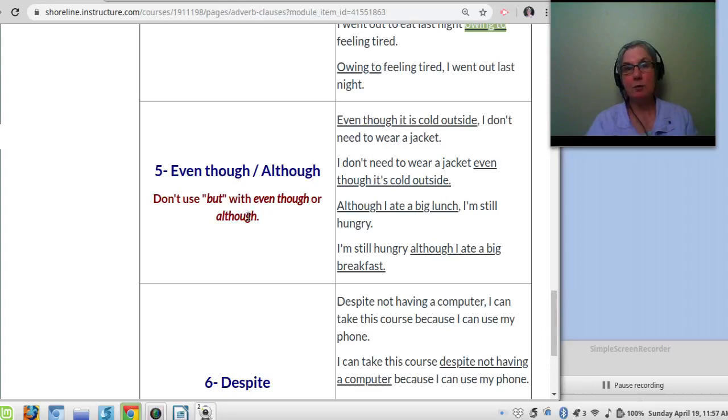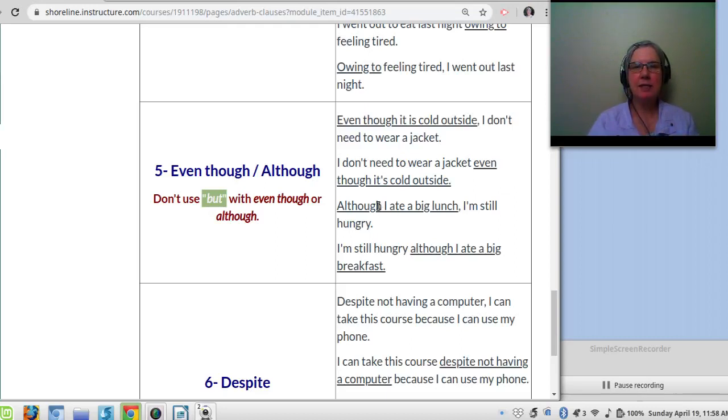And I'm warning you now, when you use even though or although, which mean the same thing, never use but. No but with even though or although. It means like even though or although, but we don't use but. Even though it is cold outside, I don't need to wear a jacket. I don't need to wear a jacket even though it's cold outside. Although I ate a big lunch, I'm still hungry. I'm still hungry, although I ate a big breakfast. That still works, okay? So I could also say I'm still hungry even though I ate a big breakfast.